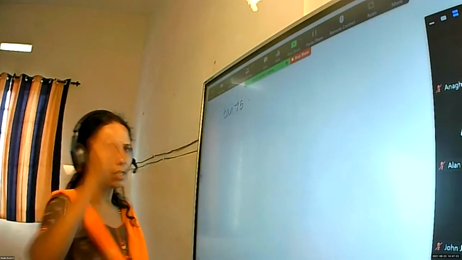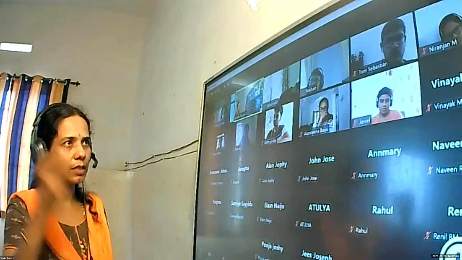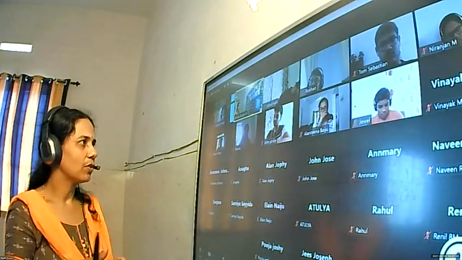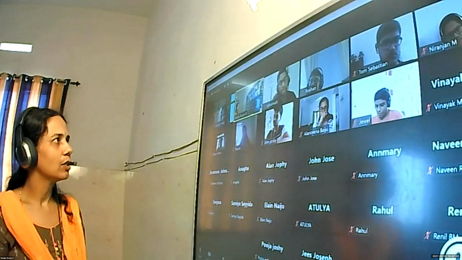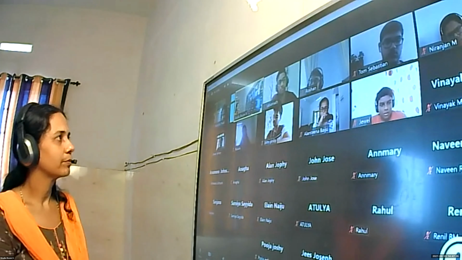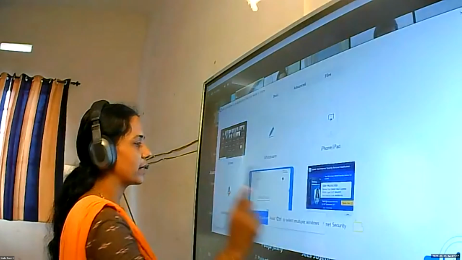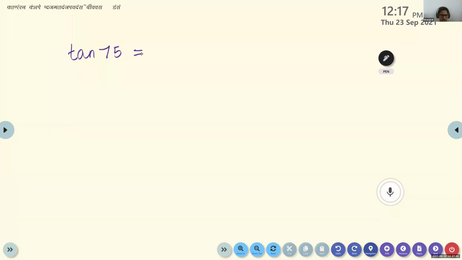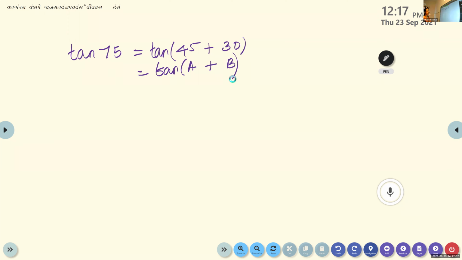Based on this, is it possible to split 75? We know some trigonometric ratios of some specific angles: sine 30, sine 45, sine 60. Using these angles, is it possible to split 75? Yes. How will you split? 45 plus 30. Yes, it is tan of 45 plus 30. So it takes the form tan of A plus B.